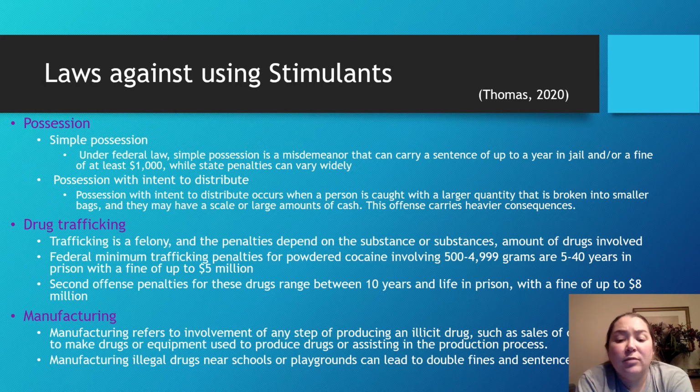If you're caught with powder cocaine involving 5 to 5,000 grams, there's a 5 to 40-year prison sentence with a fine up to $5 million. Second offense penalties for these drugs range from 10 years to life in prison with a fine up to $8 million. Manufacturing is making or producing the substance with intent to sell, and it definitely has fines and sentences associated with it. But if you're found near a school or a playground, your fines and sentences are doubled.